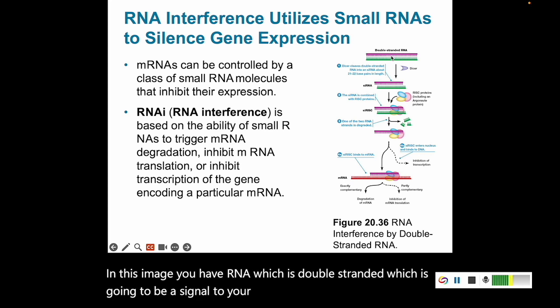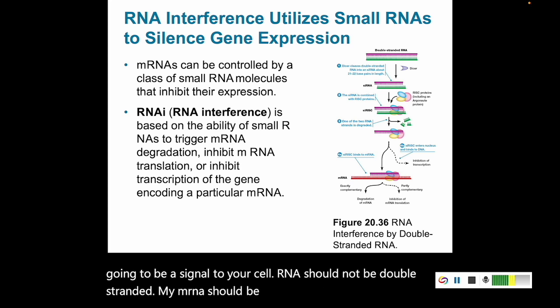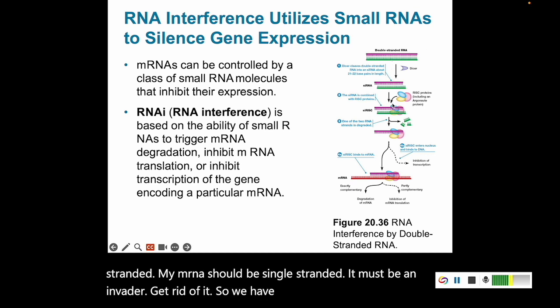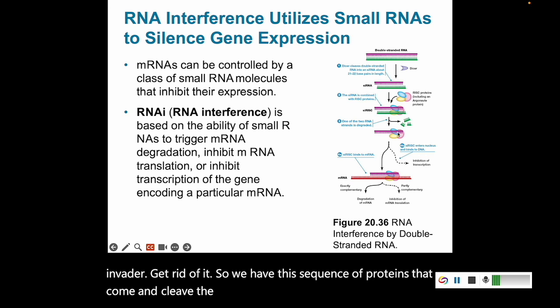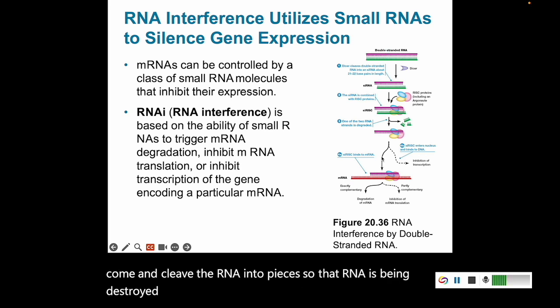In this image, you have RNA, which is double-stranded, which is going to be a signal to your cell. RNA should not be double-stranded. My mRNA should be single-stranded. It must be an invader. Get rid of it. So we have this sequence of proteins that come and cleave the RNA into pieces so that that RNA is being destroyed because of that RNA interference.